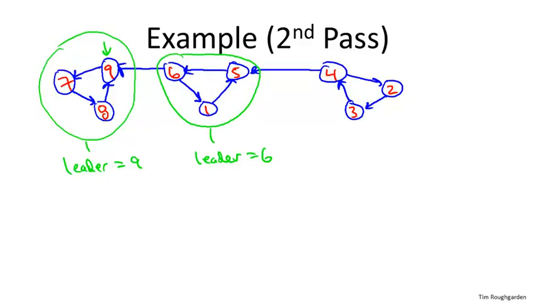We go to node 5. Have we already seen 5? Yes. Have we already seen 4? No, we haven't seen 4 yet. So now we invoke DFS from 4. Again, we could try to explore 5, but we've seen that before. We're not going to explore it again.